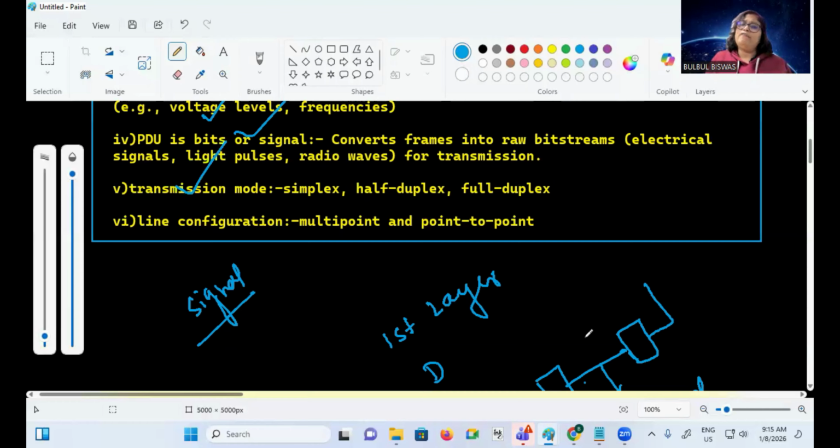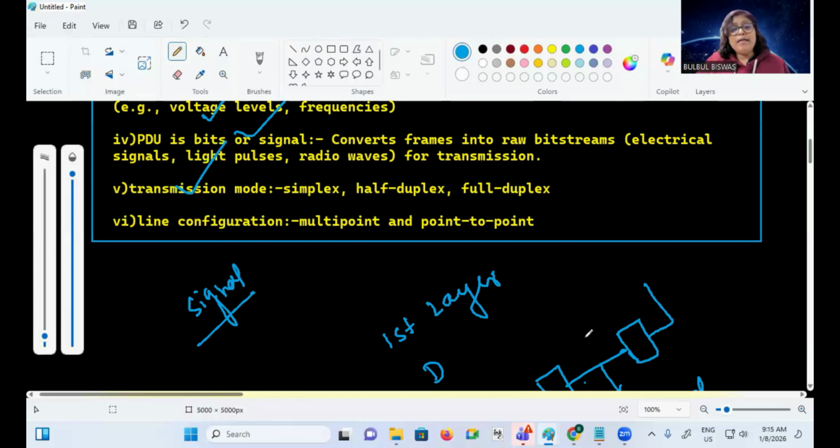Simplex is used like a voice communication system, like your TV, radio. In simplex, there is no acknowledgement from the receiver. Is it clear? Whenever there is no acknowledgement from the receiver, there is no use of such type of communication technology in the data communication system. It is highly seldom used in data communication.